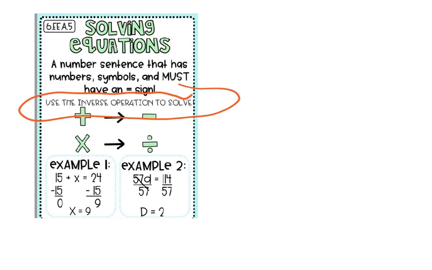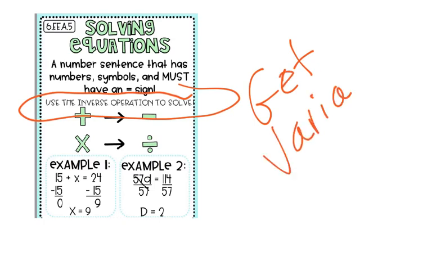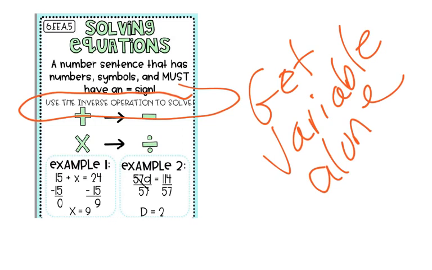Okay? The goal is to get the variable alone. You need to get it by itself, okay? In order to do that, you need to use inverse operation, okay? So, let's take a look.